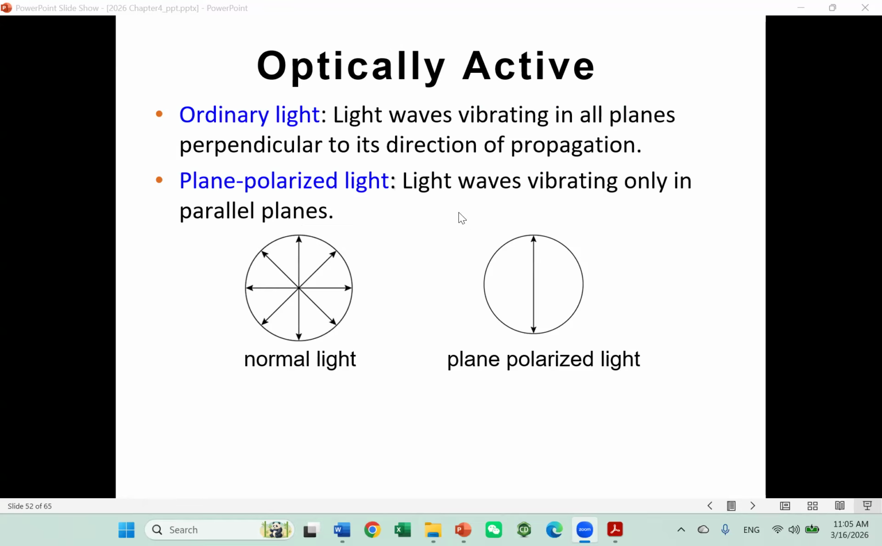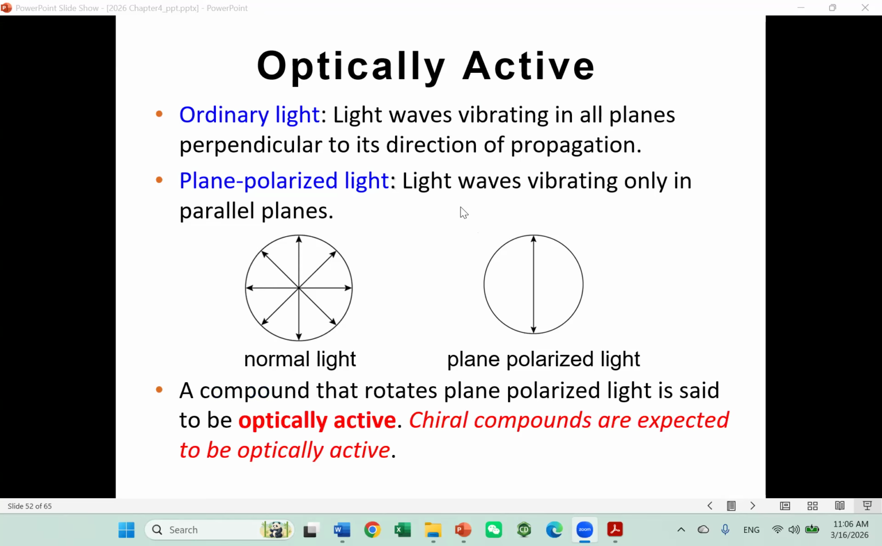Normally, ordinary light, like our sunlight or lamp light, vibrates in all directions as it moves forward. But polarized light vibrates in only one single direction, like this one. In this case, a chiral molecule can rotate this plane polarized light by certain degrees.